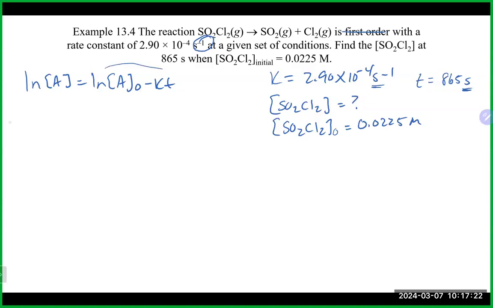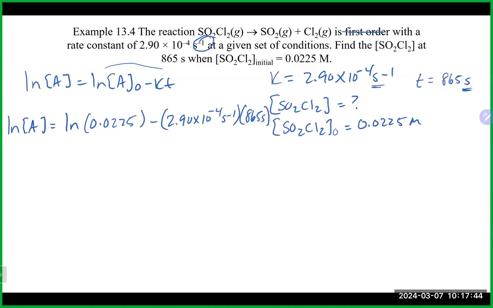So the natural log of A will equal the natural log of our initial concentration, 0.0225, minus our rate constant of 2.9 times 10 to the minus 4 reciprocal seconds times 865. Cleaning up everything on the right, the natural log of 0.0225 minus 2.9 times 10 to the minus 4 times 865 gives us the natural log of A equal to minus 4.045.